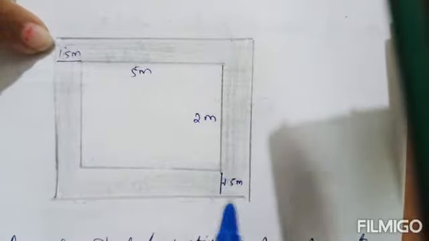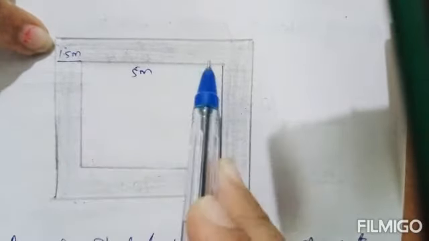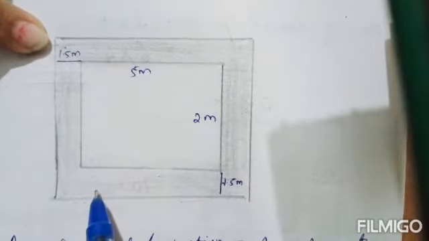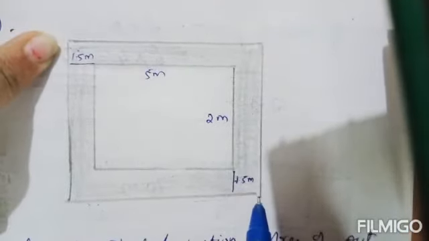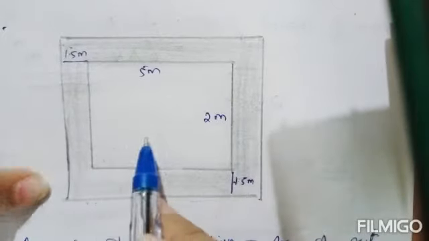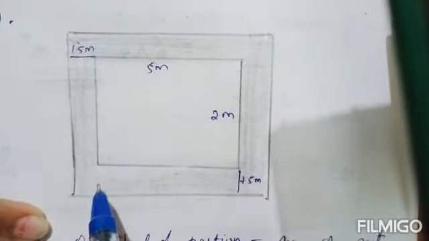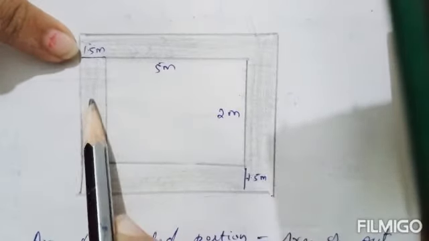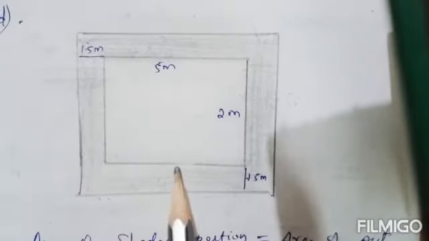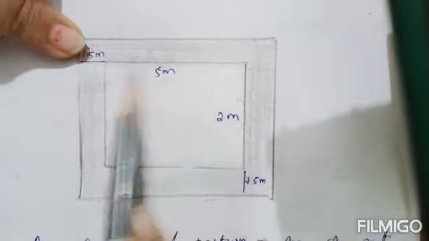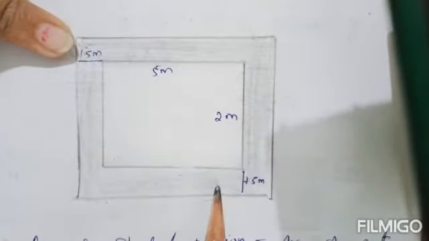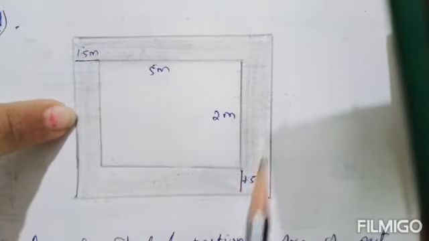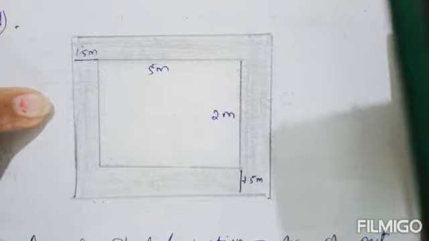Area of the outer rectangle minus area of the inner rectangle, you will get the area of this shaded portion. Outer rectangle's area includes the inner rectangle's area and the shaded portion's area. If you subtract the inner rectangle's area from it, you will get the area of the shaded portion. First you have to understand that one.